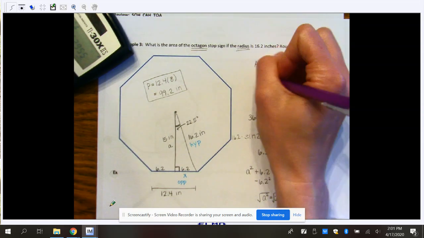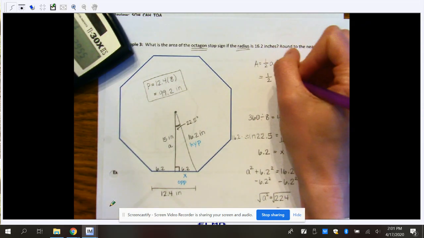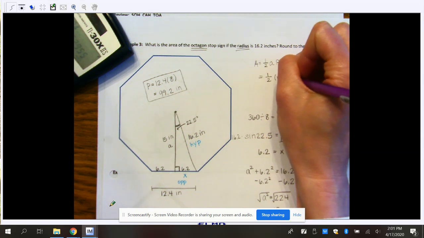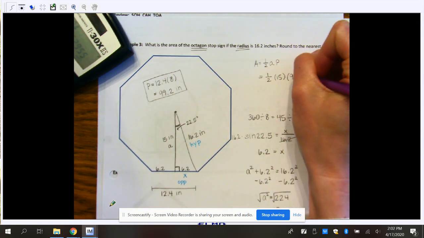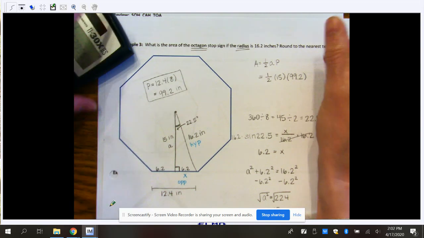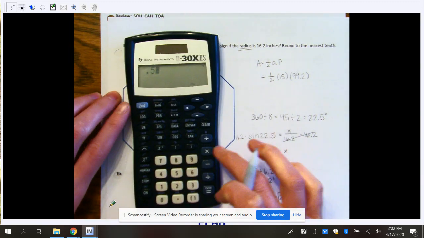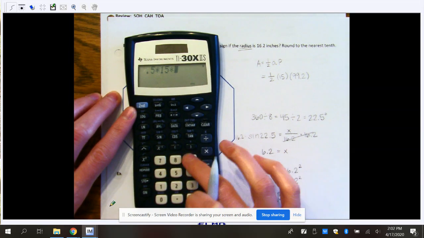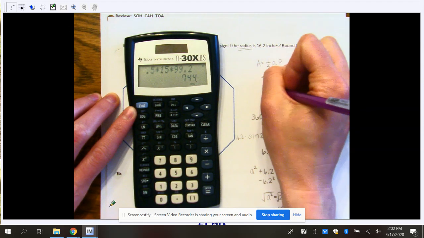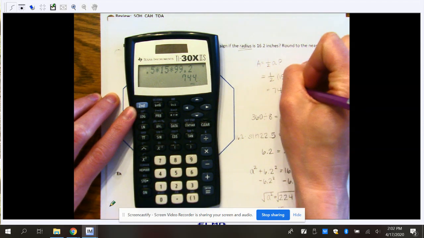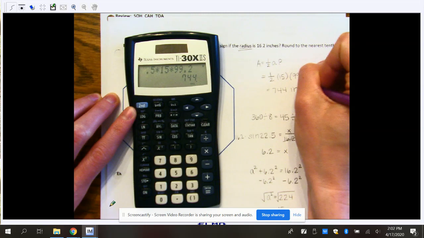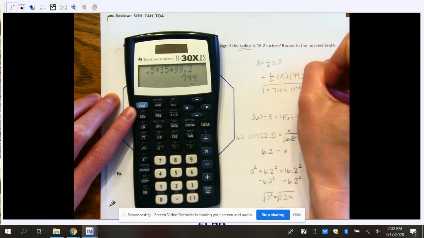Now we can find the area. So we said the apothem was about 15, the perimeter was 99.2. And so that would make my final area 744 inches squared.